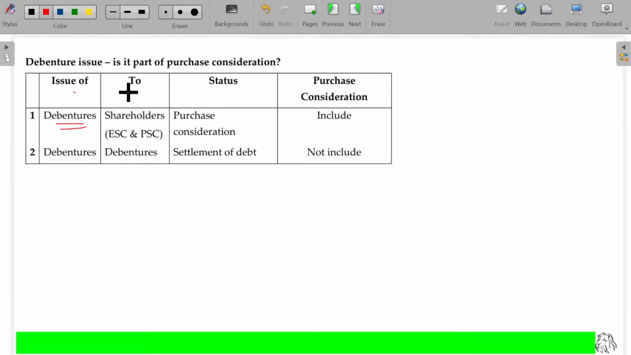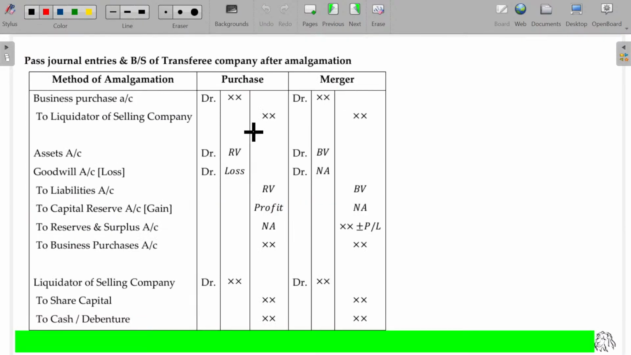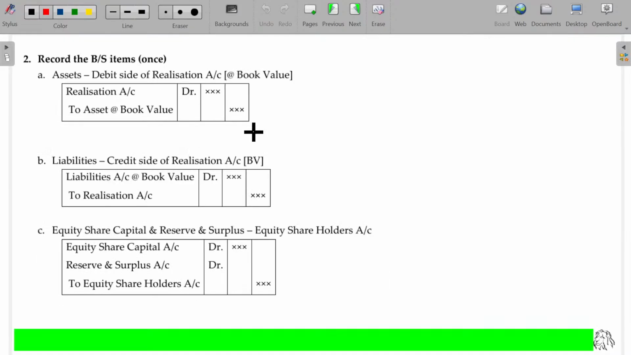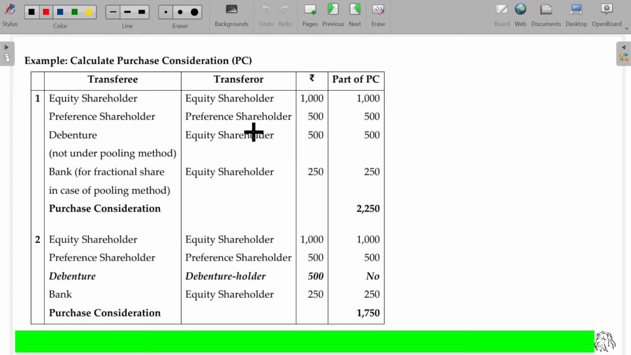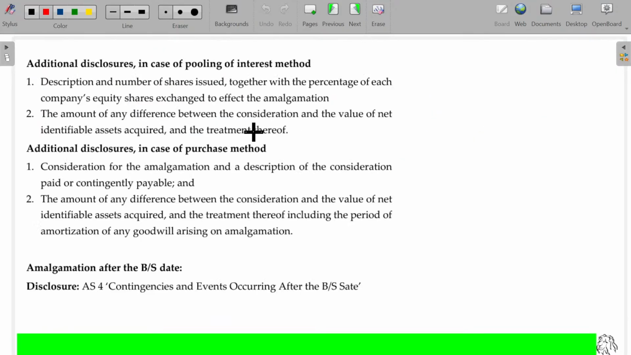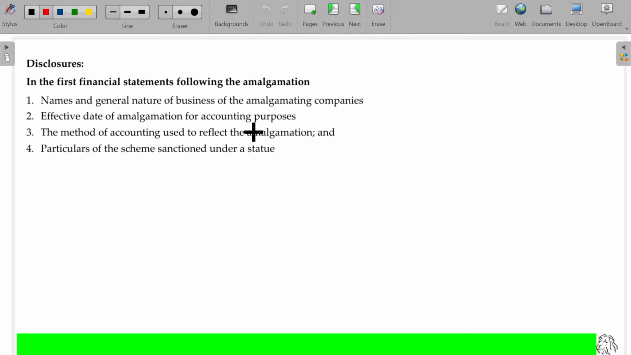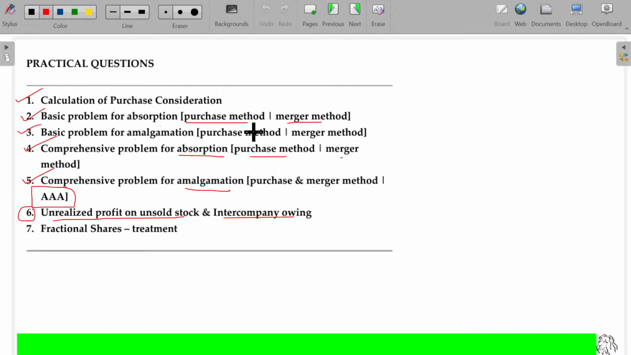Issue of debenture to whom? Shareholders. Either it may be equity shares or preferred shareholders, then it's a part of purchase consideration and will be includable in the purchase consideration. If the debentures are issued to the debenture holders, then the status is nothing but settlement of debt. It will not be part of purchase consideration. This is also covered. I think all the values are covered. All the adjustments are over. Clear?